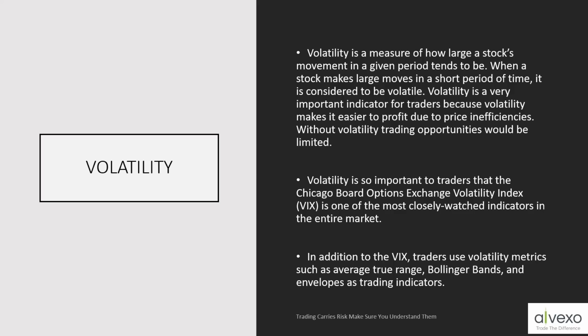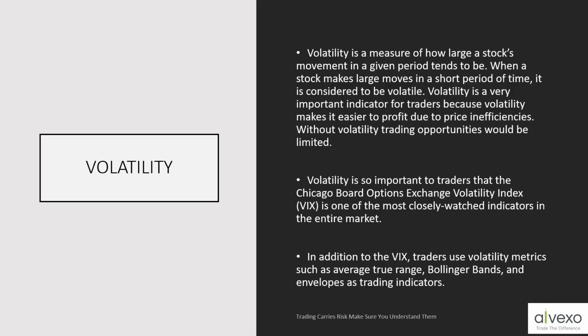Volatility is the measure of how large an asset's movement in a given period tends to be. When an asset makes a large move in a short period of time, it is considered volatile. Volatility is a very important indicator for traders because volatility makes it easier to profit due to price inefficiencies. When the market is volatile, it opens up opportunities to us, the online retail trader, because hedge funds and such don't trade volatility. When the markets get volatile, they sometimes become inefficient, and you can find excellent trading opportunities.